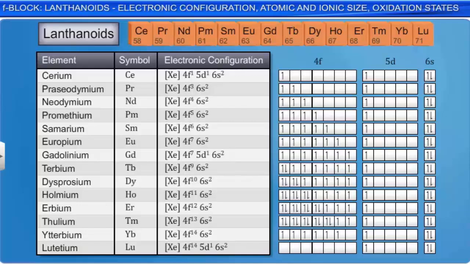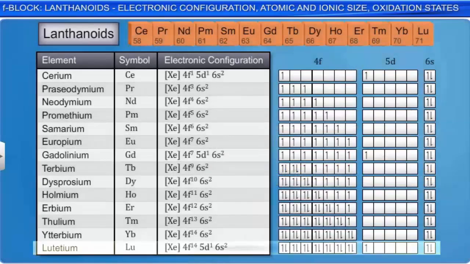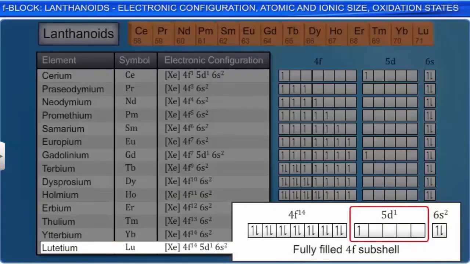This is so for most of the elements, except cerium, gadolinium, and lutetium. The reason why gadolinium has a 5d1 arrangement is that this leaves a half-filled 4f subshell, which gives greater stability. Lutetium has a 5d1 arrangement because the f subshell is already full. The lanthanoids are characterized by the uniform +3 oxidation state shown by all the metals.